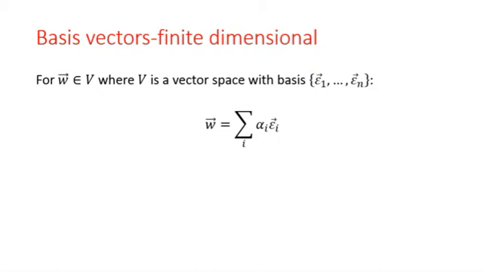For a vector W in a vector space V, we can write it as a linear combination of the basis vectors. And if the basis vectors are orthonormal, we can find the coefficients using this inner product.